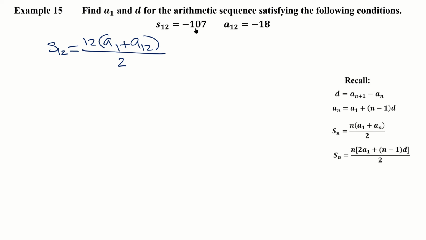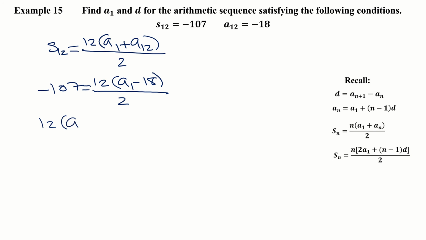Now let's substitute. We know that S12 is -107, and we keep A1 as A1, and we know that A12 is -18. So plus -18 is just -18 over 2. So now if I cross multiply, I end up with 12 times A1 minus 18 equals 2 times -107.